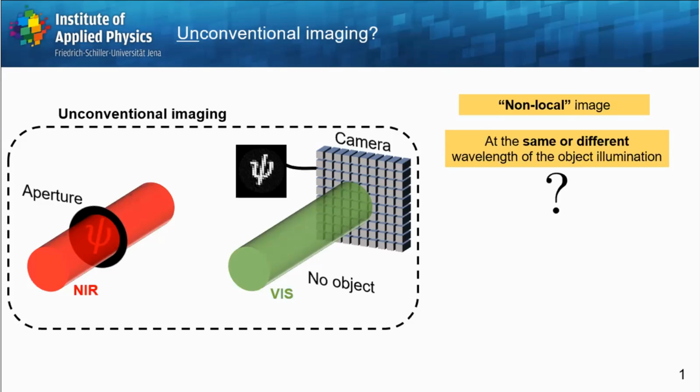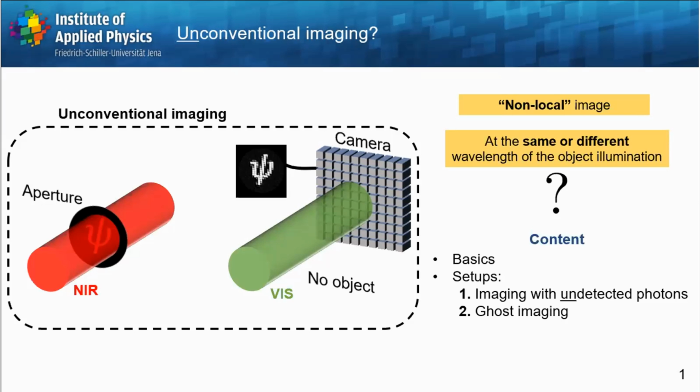And well, how does this very weird scheme work? I would like to present to you the content of my talk today. I will talk about a bit of the basics that you will need to understand this scheme. And then I will talk about the two famous setups that implement this unconventional imaging. The first one is called imaging with undetected photons, and the second one is ghost imaging. Everything in quantum optics or quantum mechanics always has a fancy name, and this is no exception.